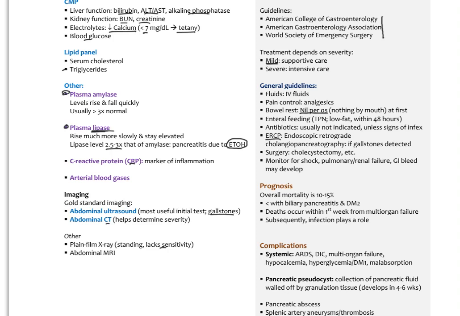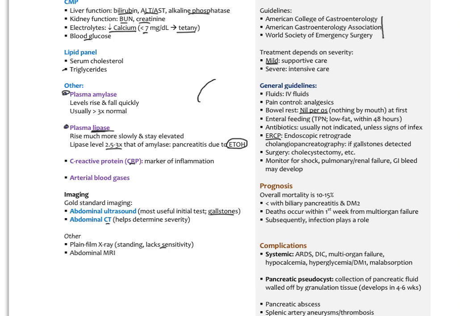ERCP, endoscopic retrograde cholangiopancreatography, can actually go up the bile ducts. That's an endoscope. It goes up through the ampulla of Vater, goes up the bile ducts and can actually pull out any stones, especially stones blocking the ampulla. It's a very common region.